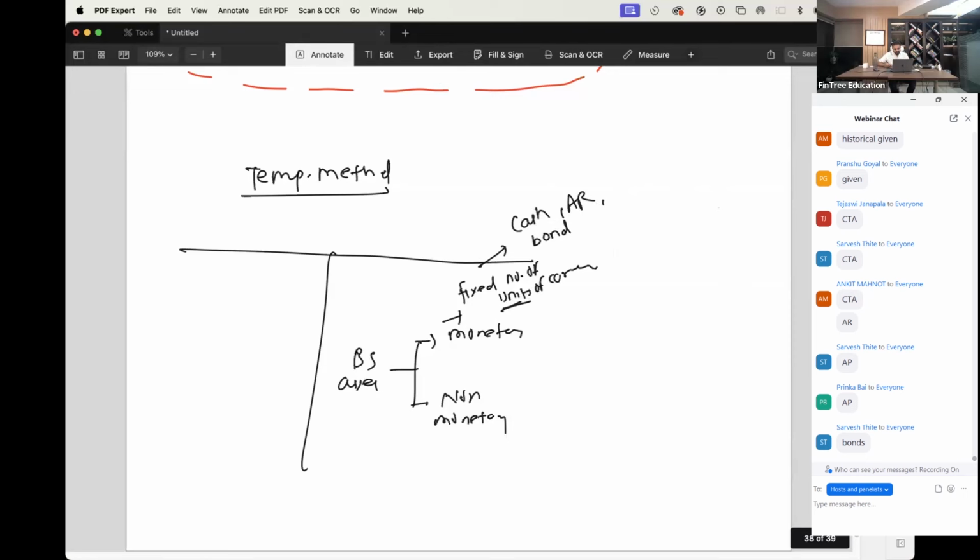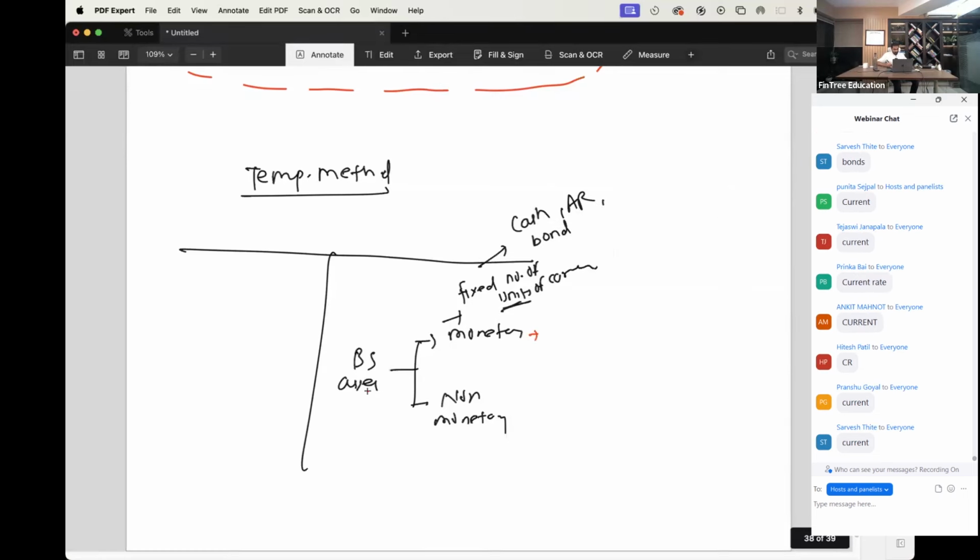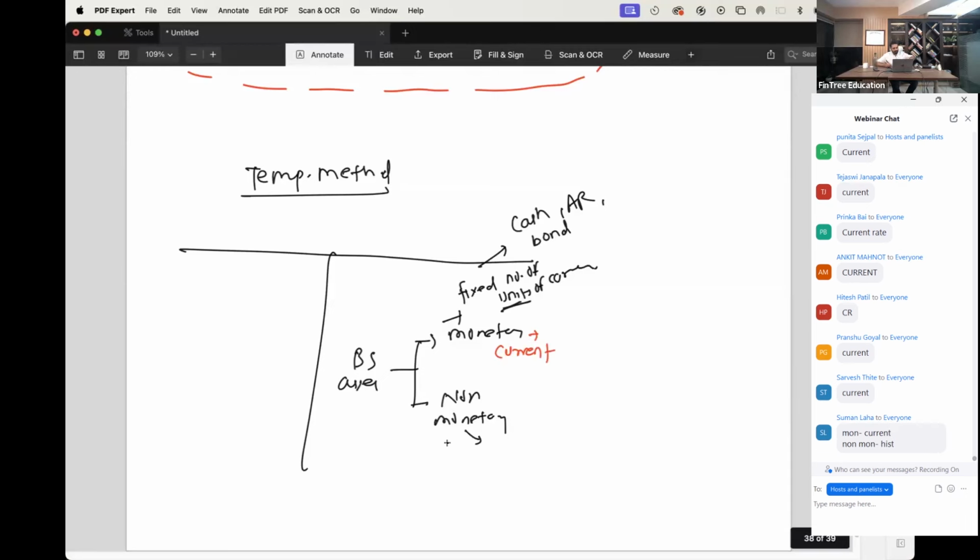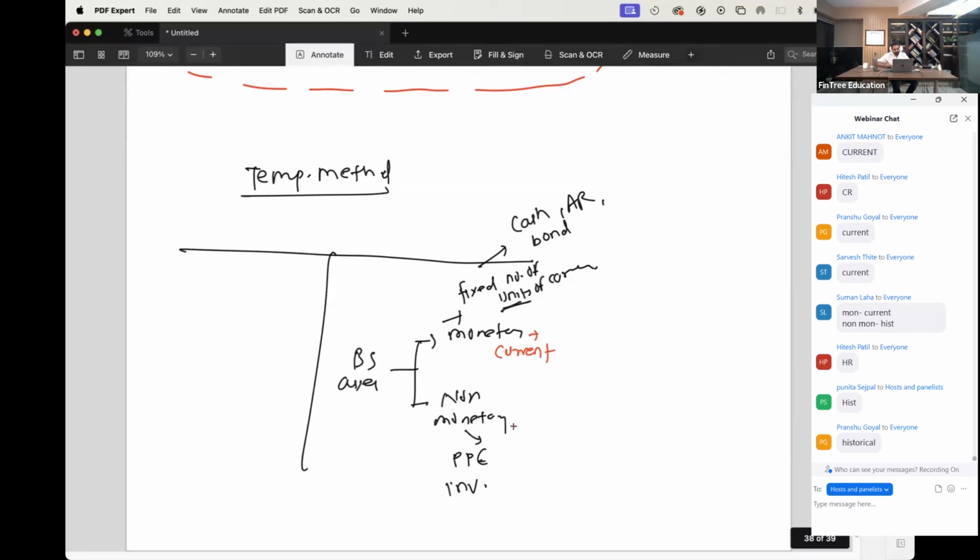If it's a monetary asset, which rate do we use? Krishna, monetary asset, which rate? Akshay, current rate. If it's a non-monetary asset, which means some asset where value can fluctuate in simple language, which is like PPE, inventory, and all of those, which rate? Historical. What do you mean by historical? The actual transaction date rate.